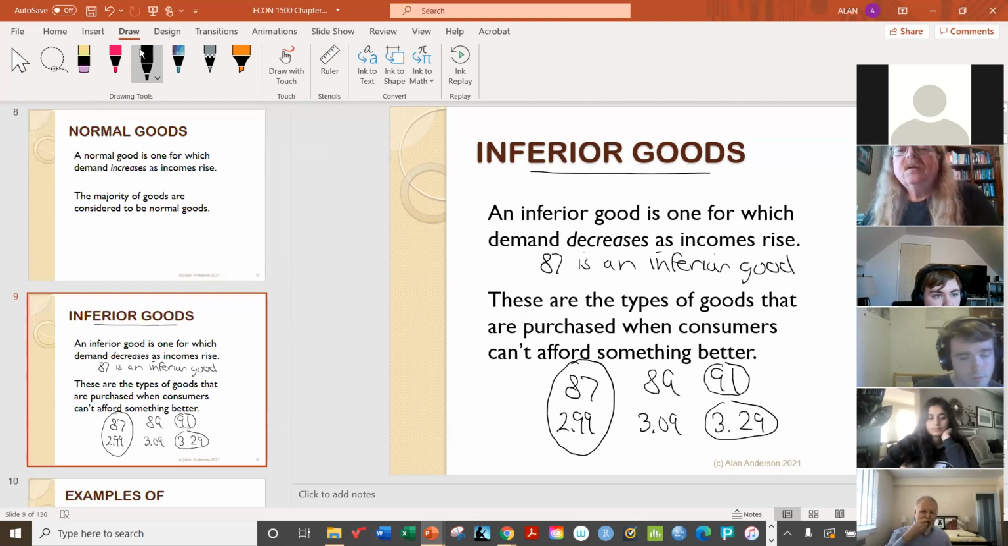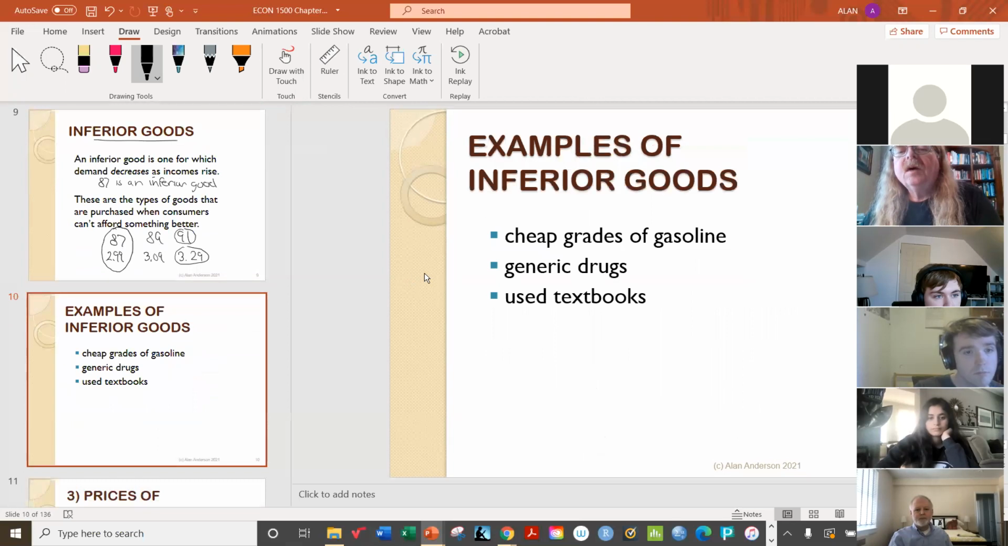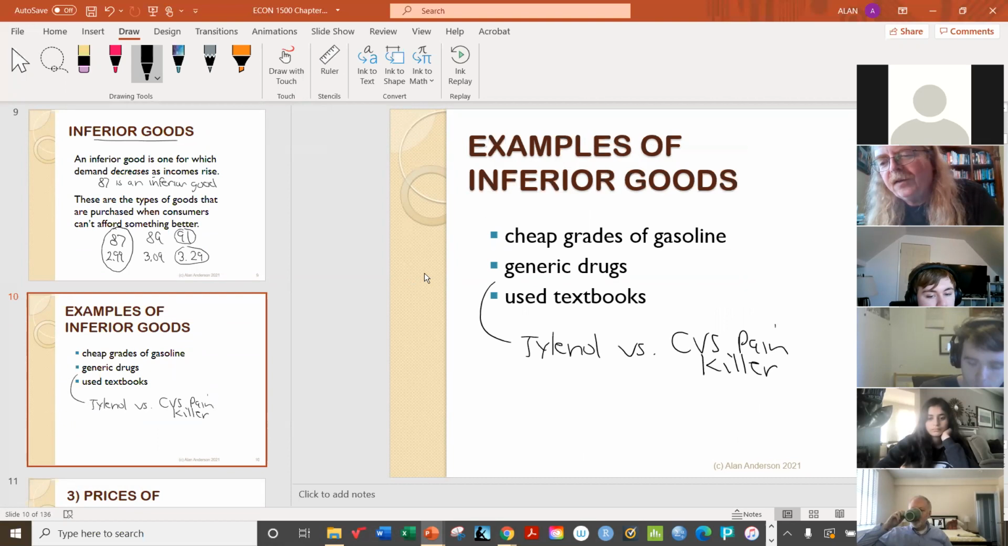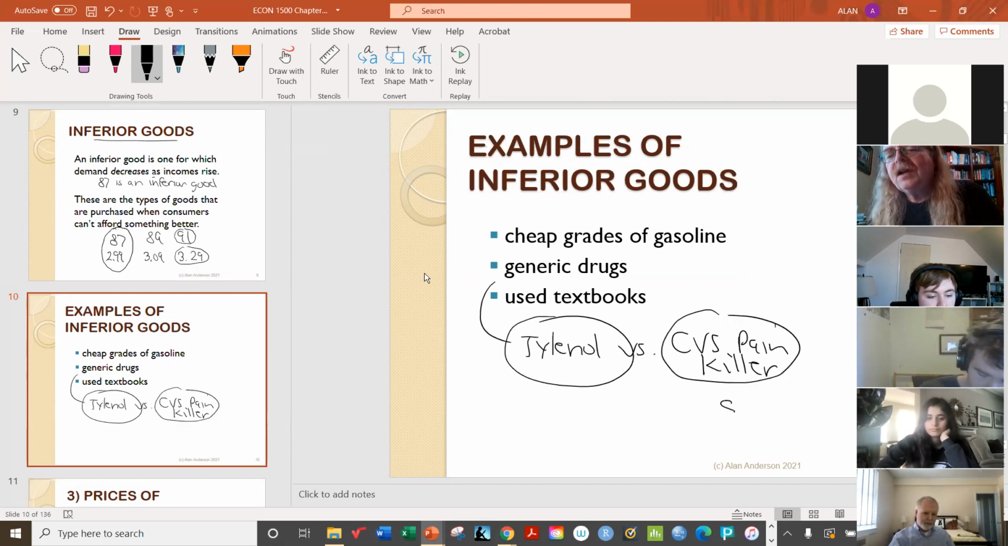Okay, so what else? Well, we already have the gas. Generic drugs, like, for example, Tylenol versus, let's say, CVS painkiller. Now, if you look at the labels very carefully, especially when it comes to drugs, most likely they're the same thing. The only difference is that this is a red box with a big brand name on it. This is not. So you go to the shelf and this one is $8 and this is $12, let's say.